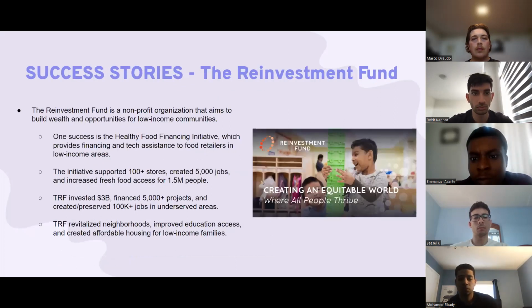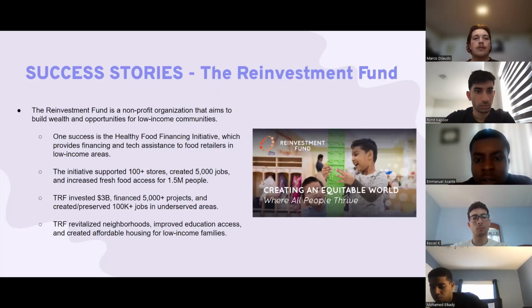So the Reinvestment Fund is a nonprofit organization that focuses on building wealth and opportunity for low-income communities as well. The Reinvestment Fund was founded in 1985 and is headquartered in Philadelphia. The organization's mission is to create sustainable communities and promote economic opportunity for low-income neighborhoods.